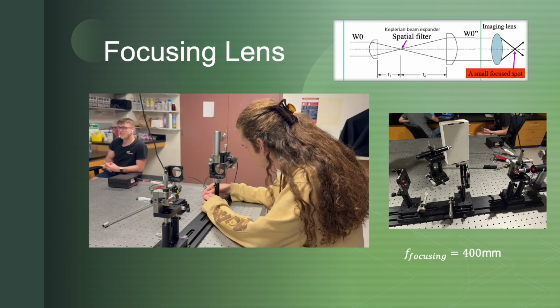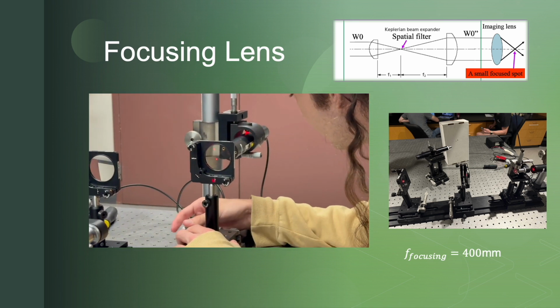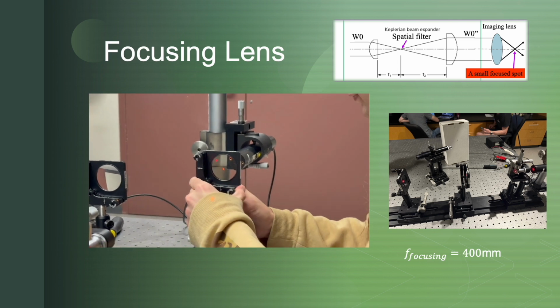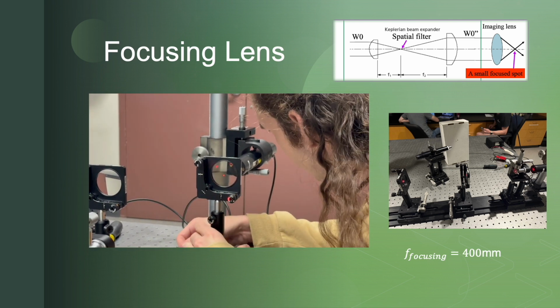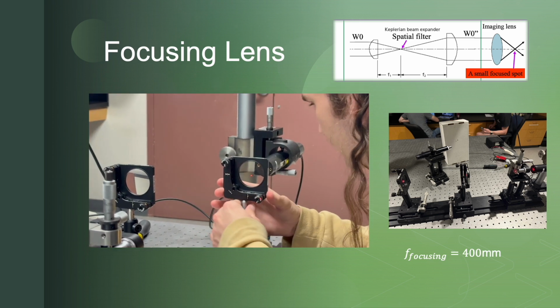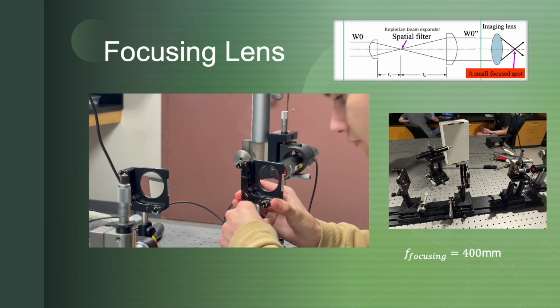After confirming that our expanded beam was clean and collimated, we added the 400mm focal length focusing lens. According to Gaussian beam imaging theory, when a collimated beam passes through a positive lens, the beam focuses at the back focal point of the lens. If the input beam is well collimated, this point corresponds closely to the location of the new beam waist.